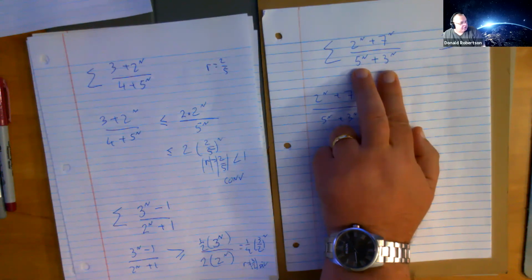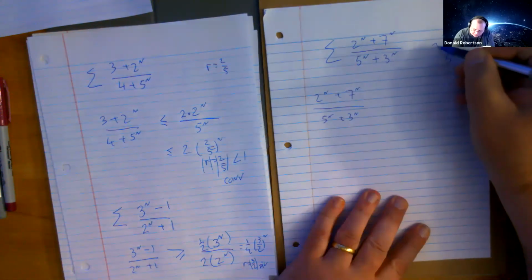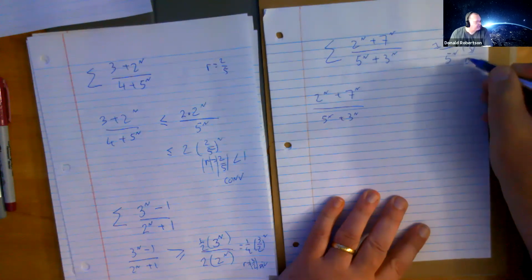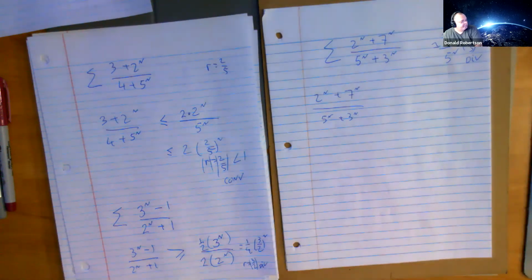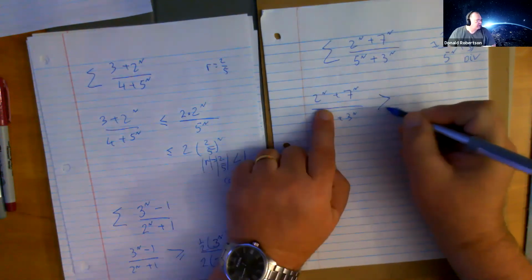Question, Kenton? That was 5. Oh, 5. I got you. So this guy behaves basically like what? 7/5 to the n? So would you agree it's a diverger? It's a geometric series where the r value is bigger than 1. So if it's going to be, if this is going to diverge, don't we go that direction?